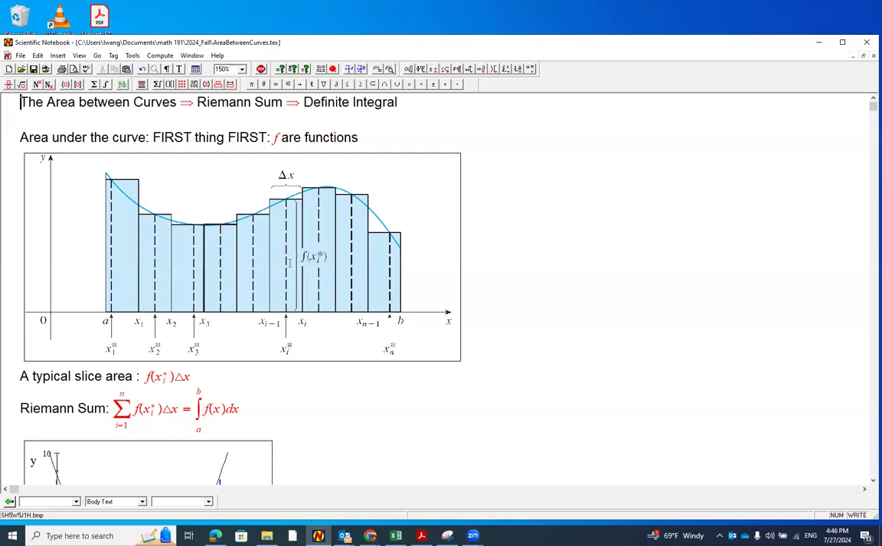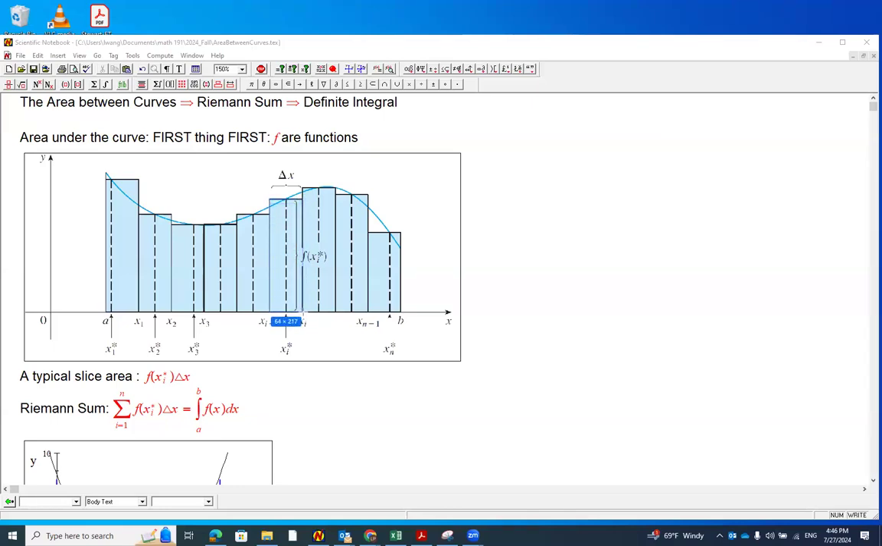And we know that most of the functions we're dealing with all have area under the curve. In other words, they are integrable. When we look at this situation, we'd like to see how a typical slice area is constructed. In this case, you can see the typical slice area is this piece. This is the typical slice.